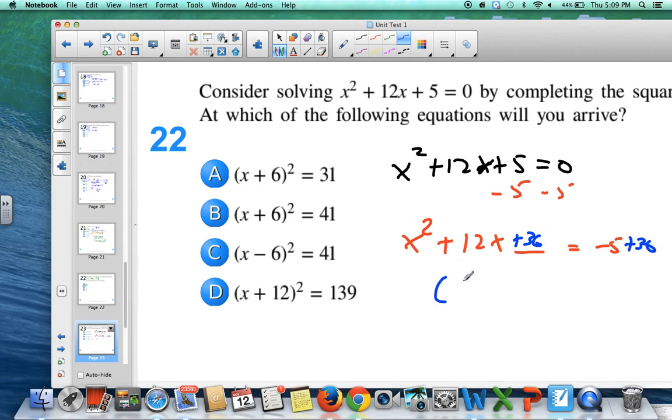So the left side becomes (x plus 6) squared equals negative 5 plus 36 is 29. What am I doing here? Okay, hold on a second. What did I do? Half of that, that's negative 5. Hey, hold on a second, let me pause this.